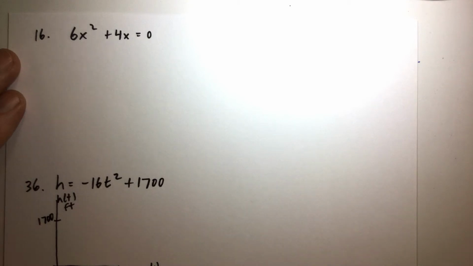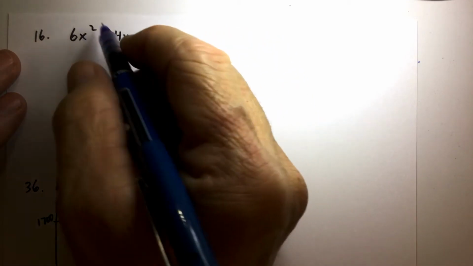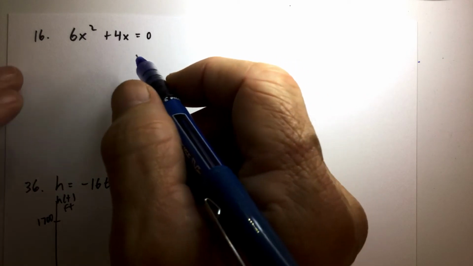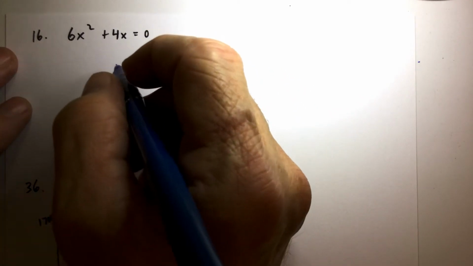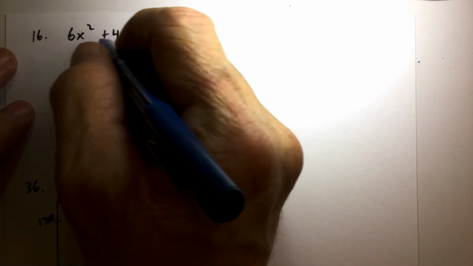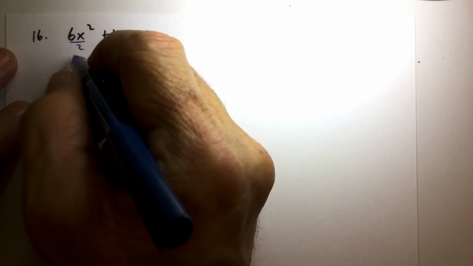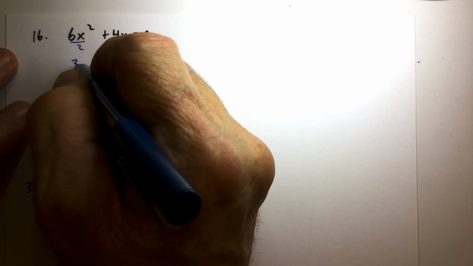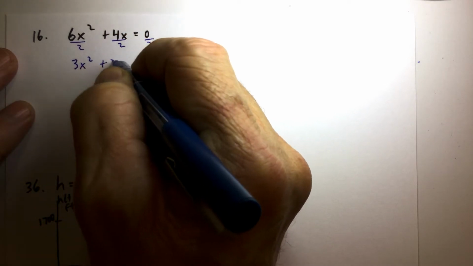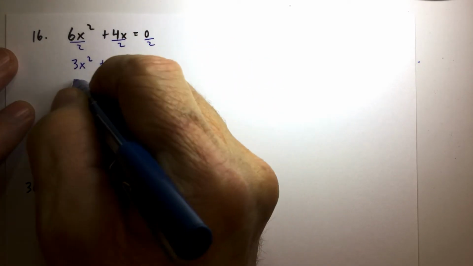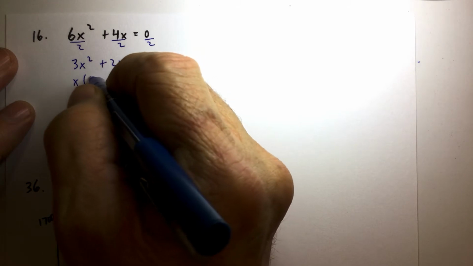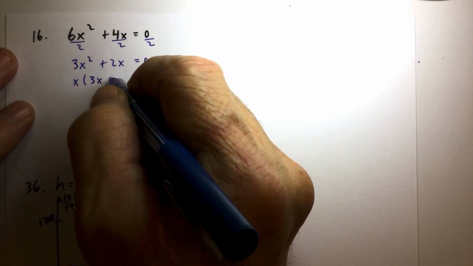16. Again, all of these problems, 9 through 17, we're solving the equations by factoring. So we can make our lives a little bit easier by dividing each side by 2, giving us 3x squared plus 2x equals 0. If we factor out an x, we would get x(3x plus 2) equals 0.